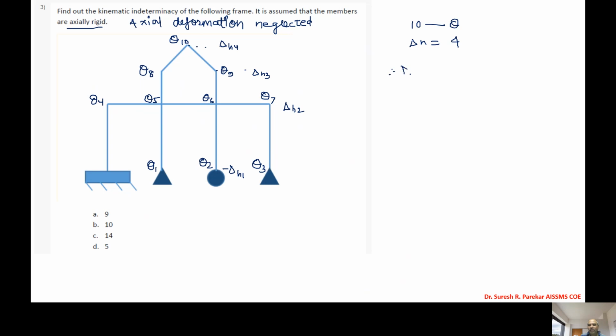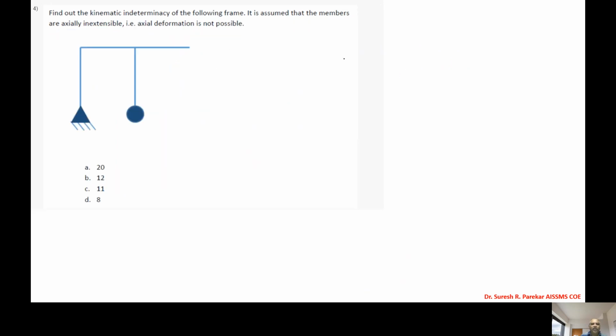And therefore we will get DK equal to 10 plus 4, and we have this value as 14. And if we see, we have 14, that is C. So we have answer that is C. Now we will go to the fourth. Find out the kinematic indeterminacy of the following frame. Again here axial deformation is not possible, so neglected.